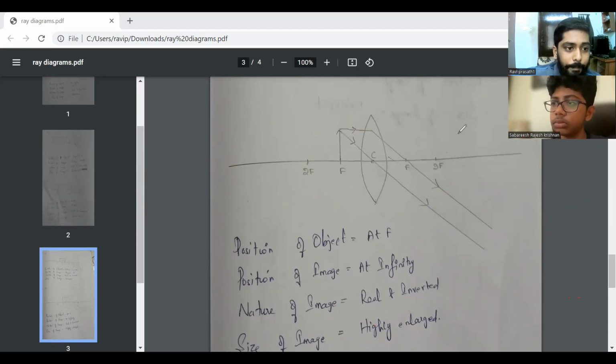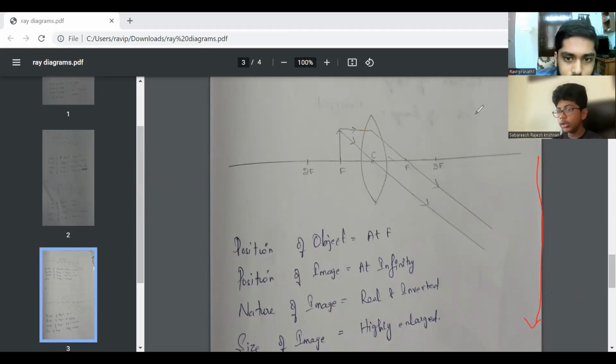If you consider parallel, how will they meet? Parallel lines never meet, right? Yes, but because they are 99.9% parallel, the image will surely be highly enlarged, because they are meeting somewhere at a larger distance. Clear?